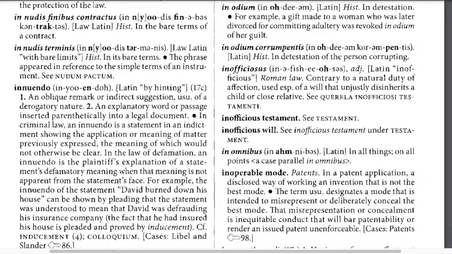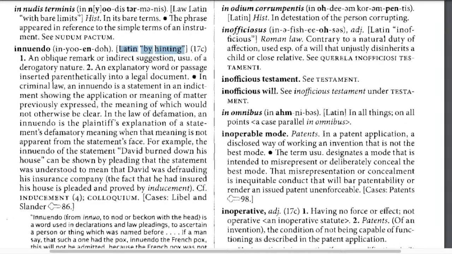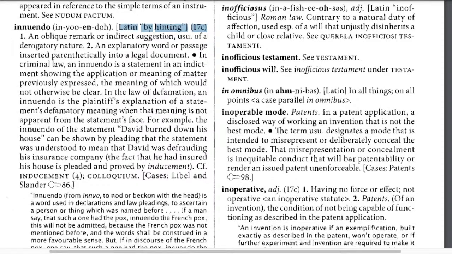So innuendo, Latin, 17th century, by hinting. An oblique remark or indirect suggestion, usually of a derogatory nature. An explanatory word or passage inserted parenthetically into a legal document. In criminal law, an innuendo is a statement in an indictment showing the application or meaning of matter previously expressed, the meaning of which would not otherwise be clear. It's a statement in an indictment.